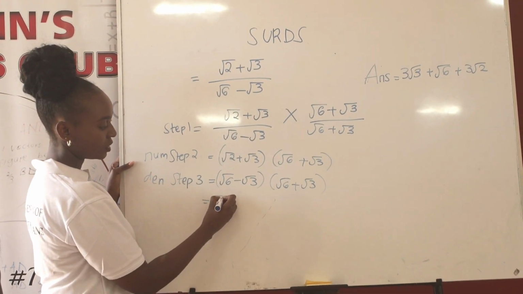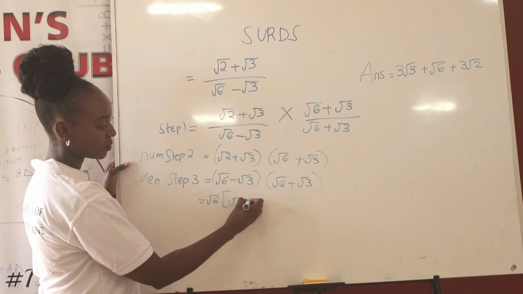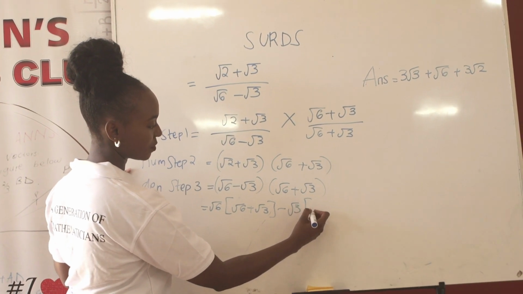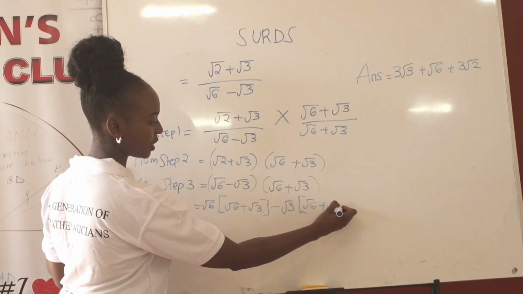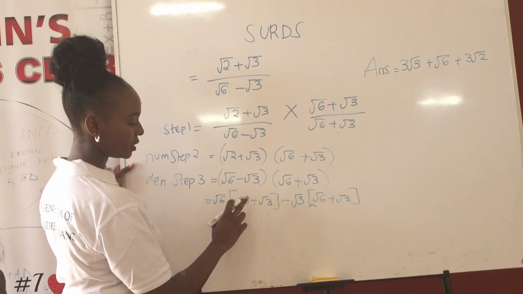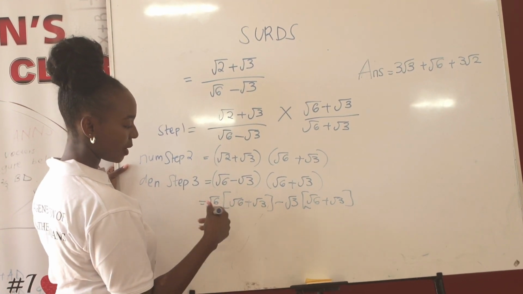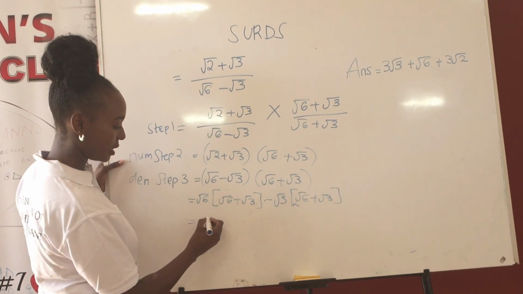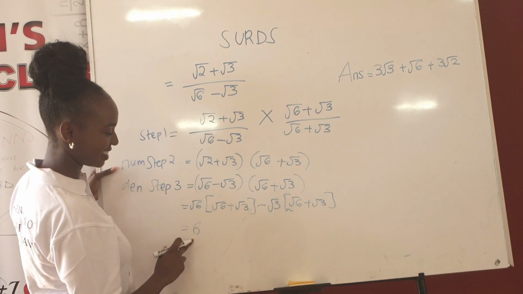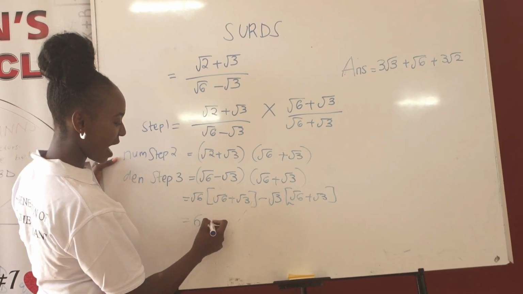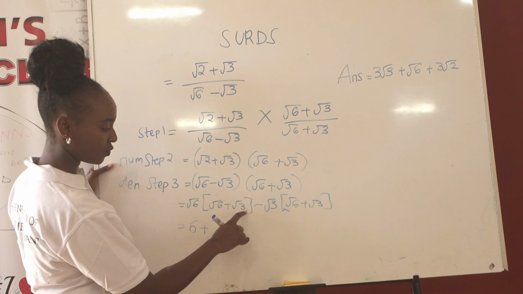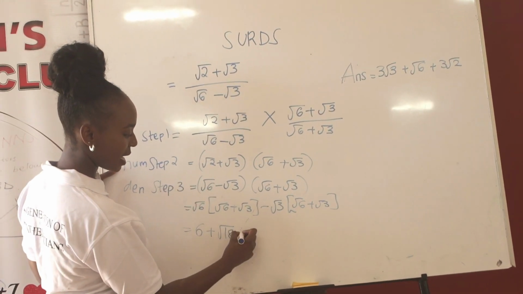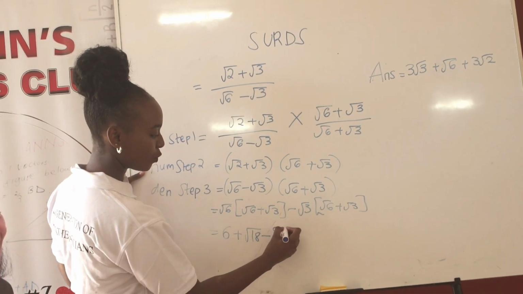So this becomes root 6 multiplied by root of 6 plus root of 3, minus root 3 multiplied by root of 6 plus root of 3. So this becomes root of 6 times root of 6. Basically, it's 6 times 6 is 36, and the square root of 36 is 6. So you can leave it as such. Plus root of 6 times root of 3 is 6 times 3, you get root of 18, minus root 3 times root 6 again is root of 18.